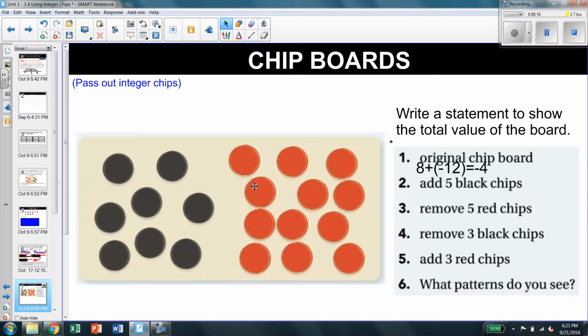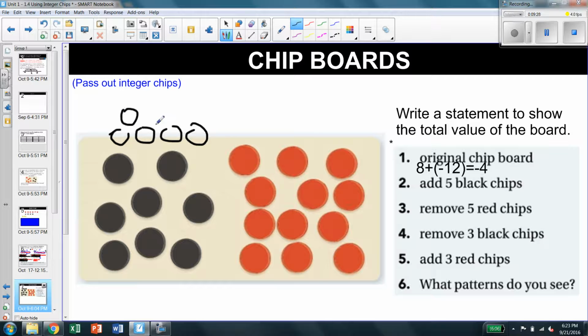Add 5 black chips. If I add some black chips here, what's going to end up happening? 1, 2, 3, 4, 5. Now I can make my 0 pairs, see what happens. Okay, that's the idea behind these problems. I'll leave the rest up to you.